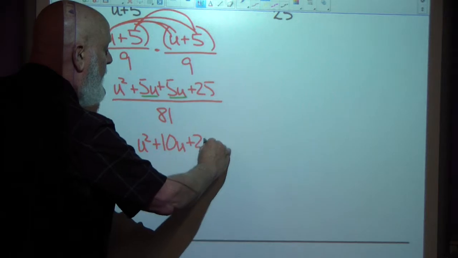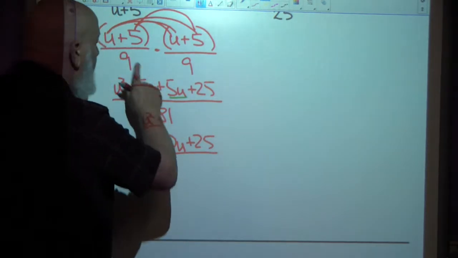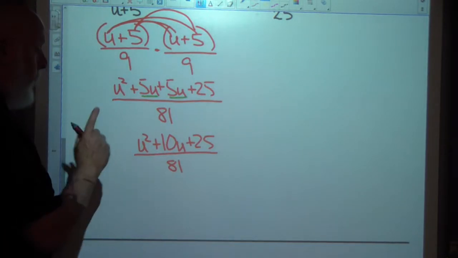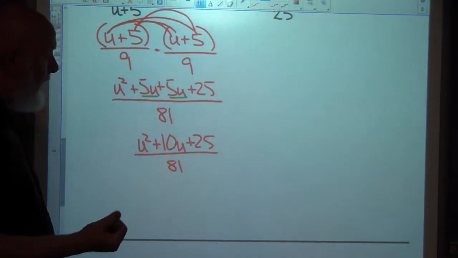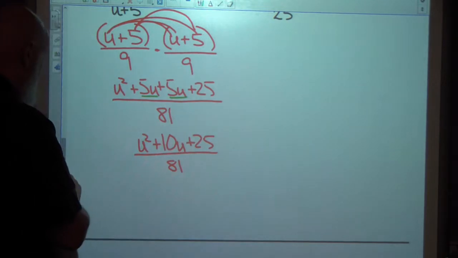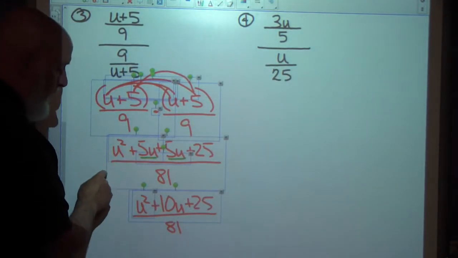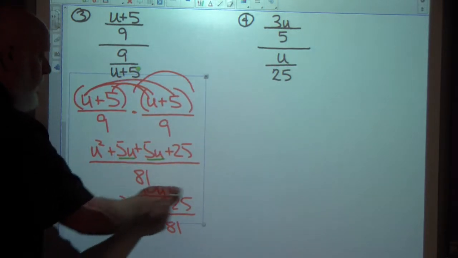Plus 25 over, and we multiplied these two together and got 81. And that's one way of representing the answer. I'm not sure how the answer key represents it, but it could represent it like this. Scooch this over just a little bit. We'll lose that 81 there.